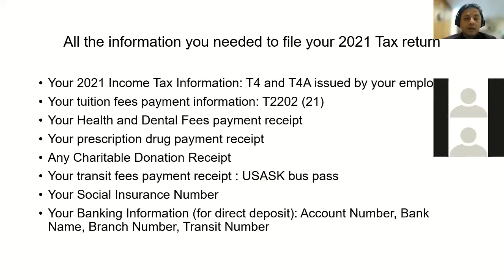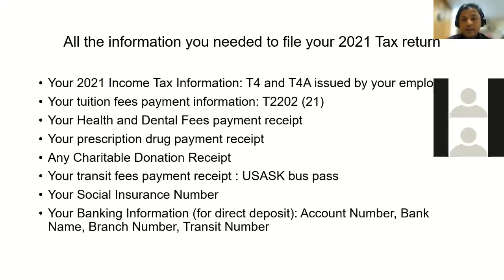And again, I say, if we have any kind of income here in Canada, those incomes come under a social insurance number. Depending on whether you are an international student or a domestic student, you have a different social insurance number. But again, you need this social insurance number. Fortunately, you will find the social insurance number on these T4 or T4A forms. And lastly, you need your banking information.